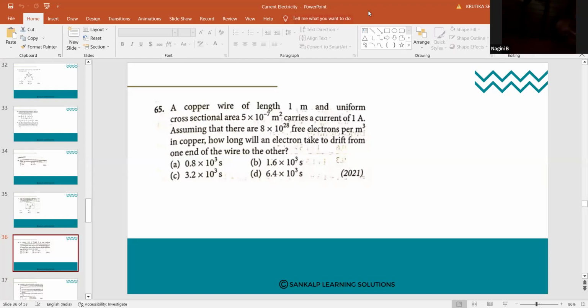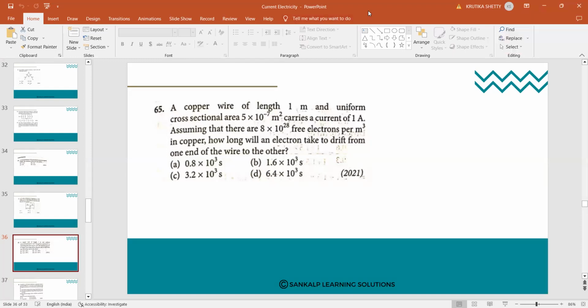So what we will do here: see what is given. You have a copper wire of length, so the length is there, then you have area, then you have current, and the number of electrons is given. How long will an electron take? How long means we need time here, to drift from one end of the wire to the other end.